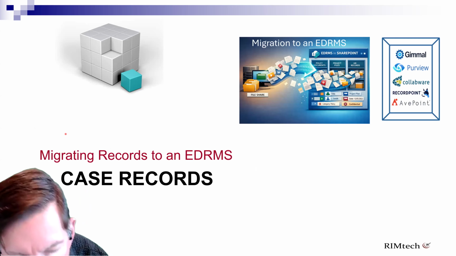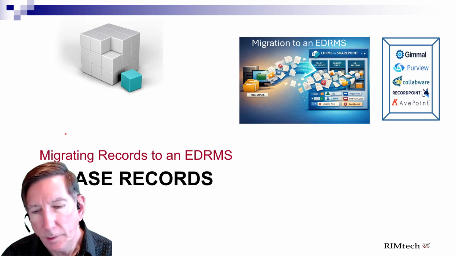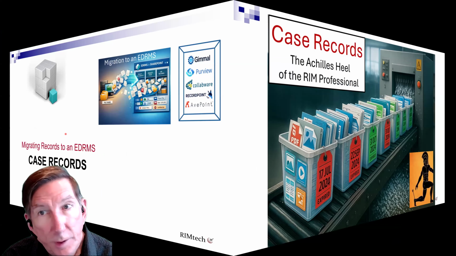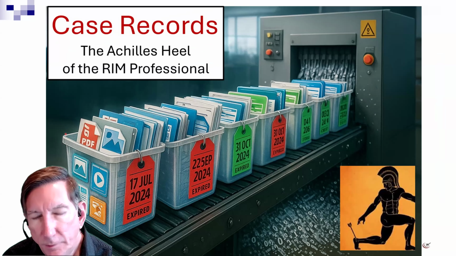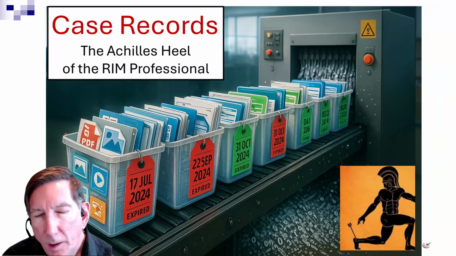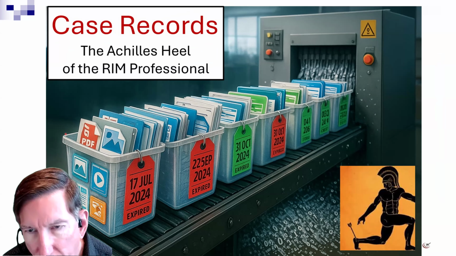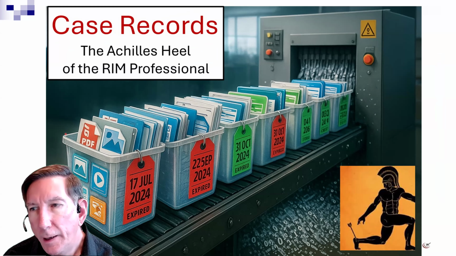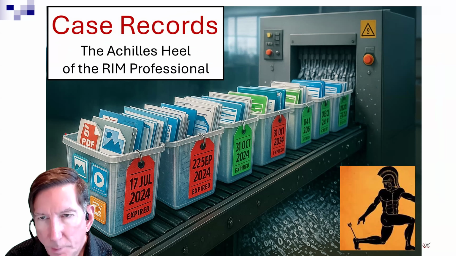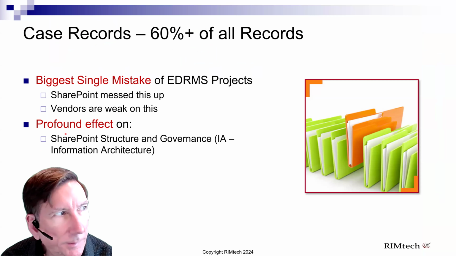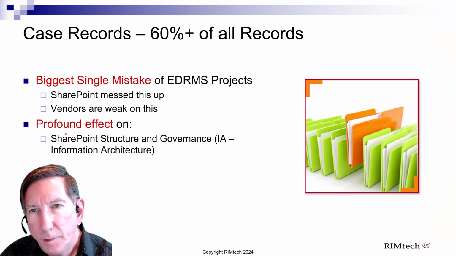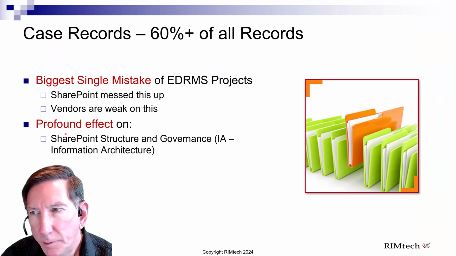So now let's talk about the tricky stuff, which is case records. This is very important. I can't even say how important it is, but 60% of all records are case records, minimum 60%, in many cases much higher. And no EDRMS can exist without understanding and deploying case records properly. So typically 60 to 80%, and there's 2 points I want to make about case records.